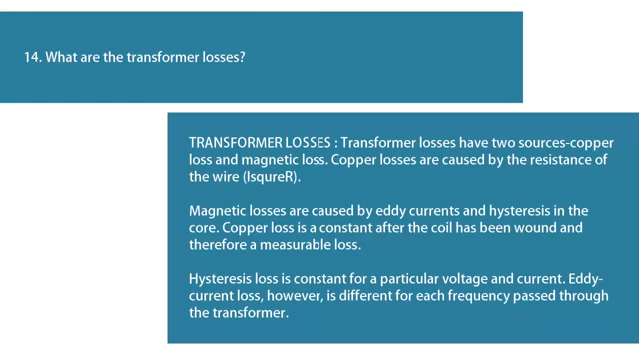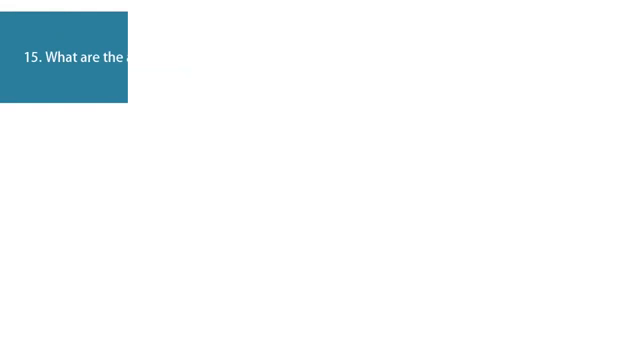Copper loss is constant after the coil has been wound, and therefore a measurable loss. Hysteresis loss is constant for a particular voltage and current. Eddy current loss, however, is different for each frequency passed through the transformer.